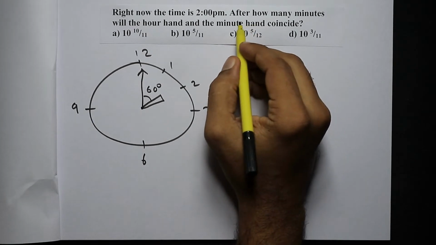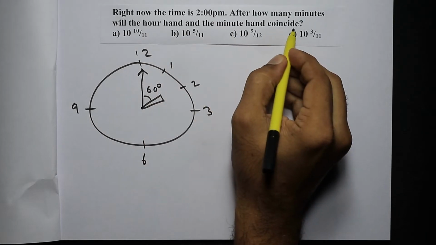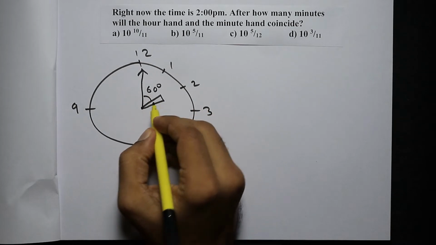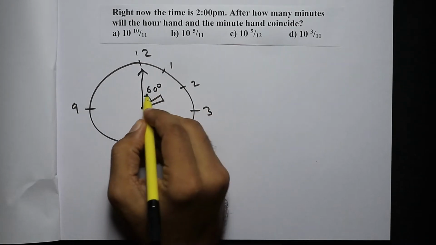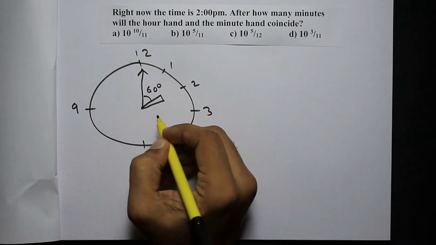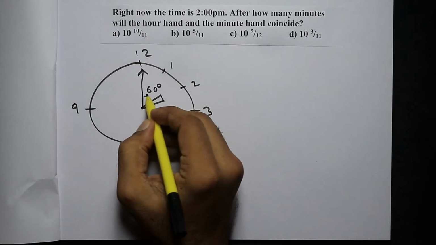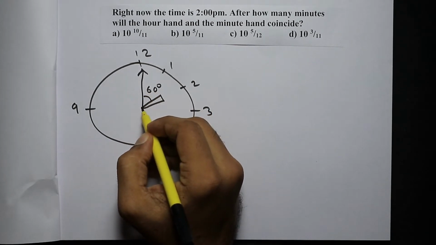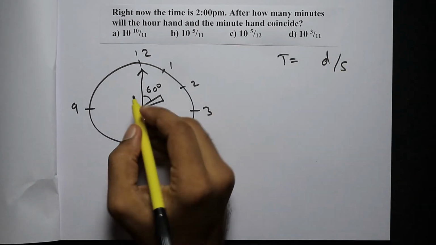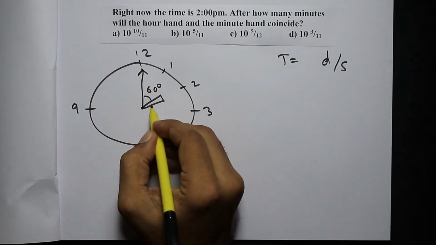Now the question is, after how many minutes will the hour hand and the minute hand coincide? When they coincide, the angle will be 0, and from 60 to 0 the angle has to decrease by 60 degrees. When it decreases by 60 degrees, the angle will become 0 and they will coincide. So what is the time required for the angle to decrease by 60 degrees? Time required is distance by speed. It has to decrease by 60 degrees. Then it will become 0 and then they will coincide.